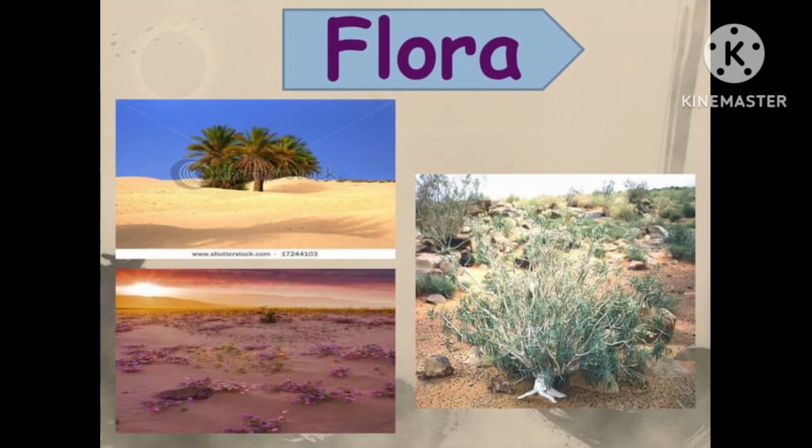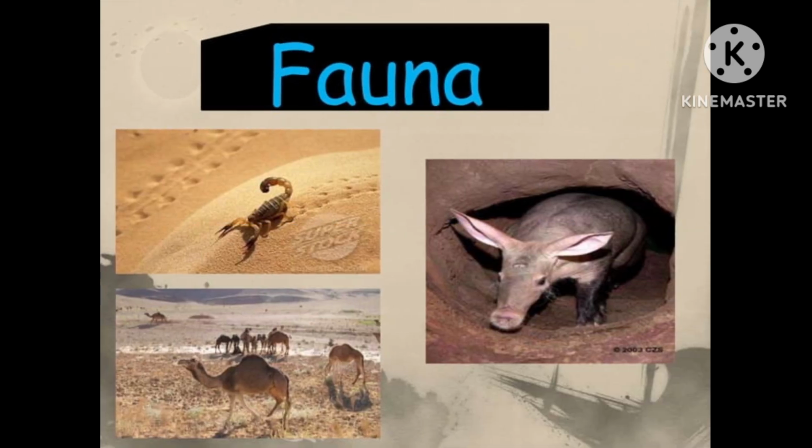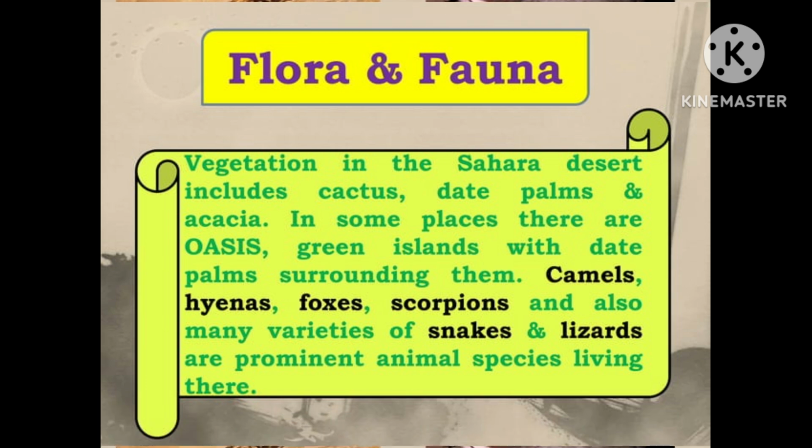Now our next topic is flora and fauna. Flora means vegetation and fauna means animals. Vegetation in the Sahara Desert includes cactus, date palms, and acacia. Acacia is babool. These plants grow not only in the Sahara Desert but in all the hot deserts because they require less water to grow.